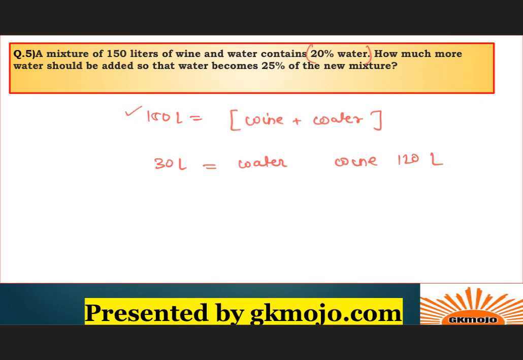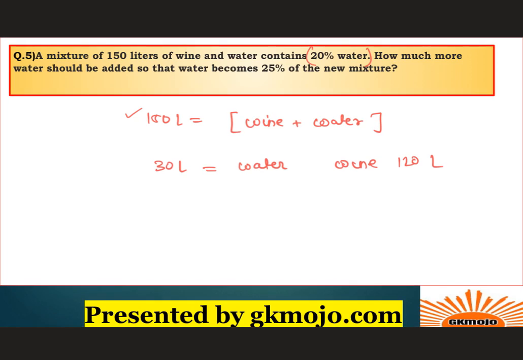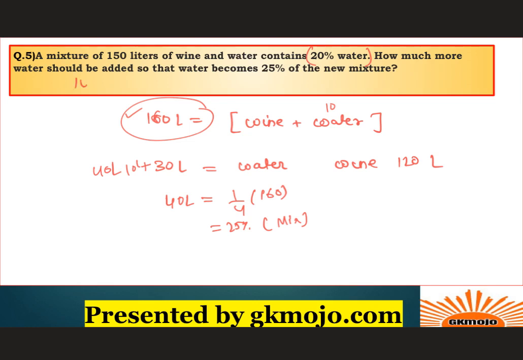They want you to increase water in such a way that it is 1/4 of the complete mixture, that is 25%. So just observe over here. This is just a game of numbers. If you add 10 liters over here, similarly 10 will be added over here. So this will become 160 and this will become 40 liters. And if you see, 40 liters is 1/4 of 160. That is, it is 25% of the mixture. Hence, the correct answer over here is 10 liters.